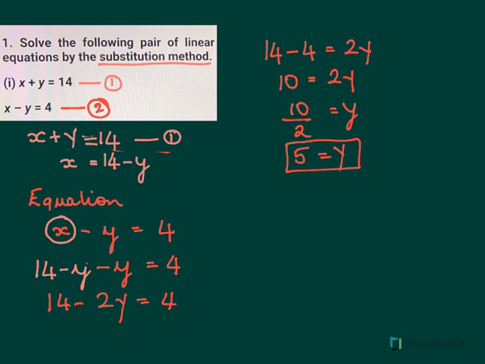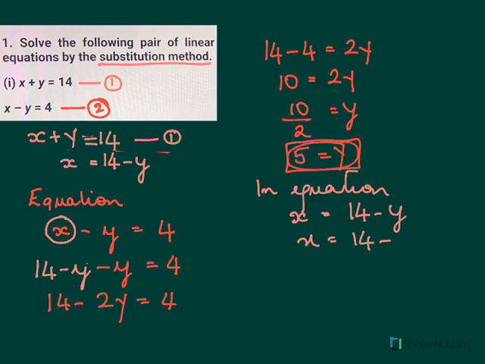But if I go back here in equation 1, I know x equal to 14 minus y. So x equal to 14 minus, and my y value is here. This is my y value, which I will put here, 5. So I get x equal to 9. So my answer in this case, x equal to 9 and y equal to 5.